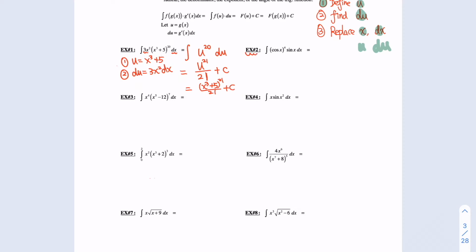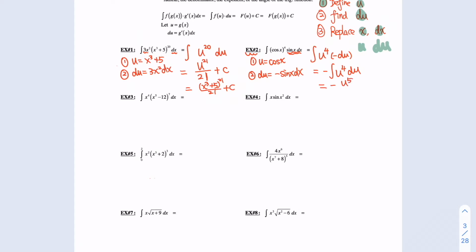In this case, I'm going to define my u as cosine of x. So du will be negative sine of x dx. Now we plug everything in. This becomes the integral of u to the 4th. Sine x dx will be replaced by negative du. This is negative integral of u to the 4th du.